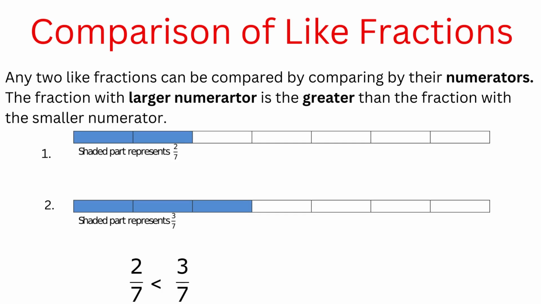Comparison of like fractions. How to compare like fractions? Like fractions means we have the same denominators. Any two like fractions can be compared by comparing their numerators. The fraction with larger numerator is greater than the fraction with the smaller numerator. Here, in the first picture, we shaded only two parts. It represents 2 by 7. In the second picture, it is 3 by 7. See, we have to compare the numerators 2 and 3. 2 is less than 3. So, 2 by 7 is less than 3 by 7.